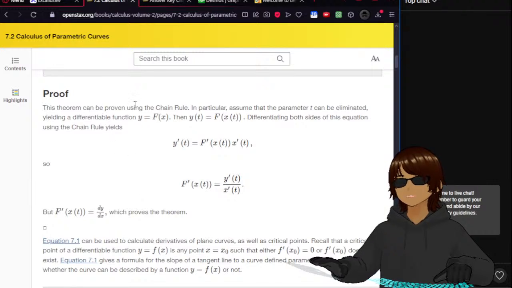This theorem can be proven using the chain rule. So if we use the chain rule, we get this. y is equal to f of x(t).